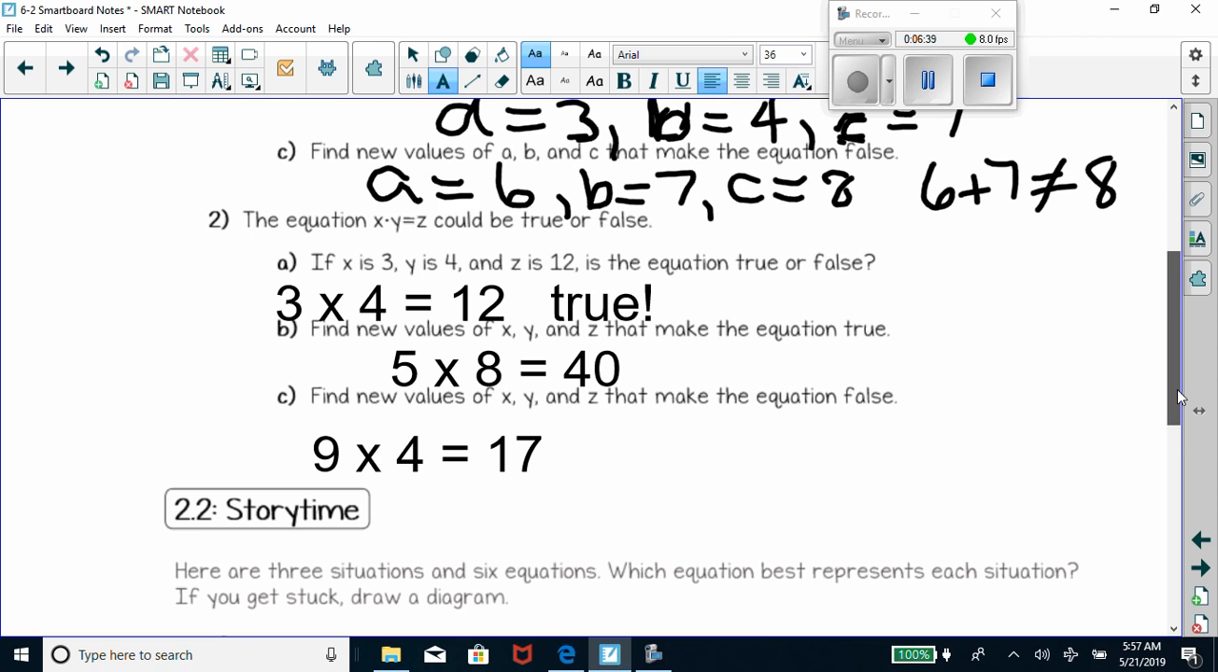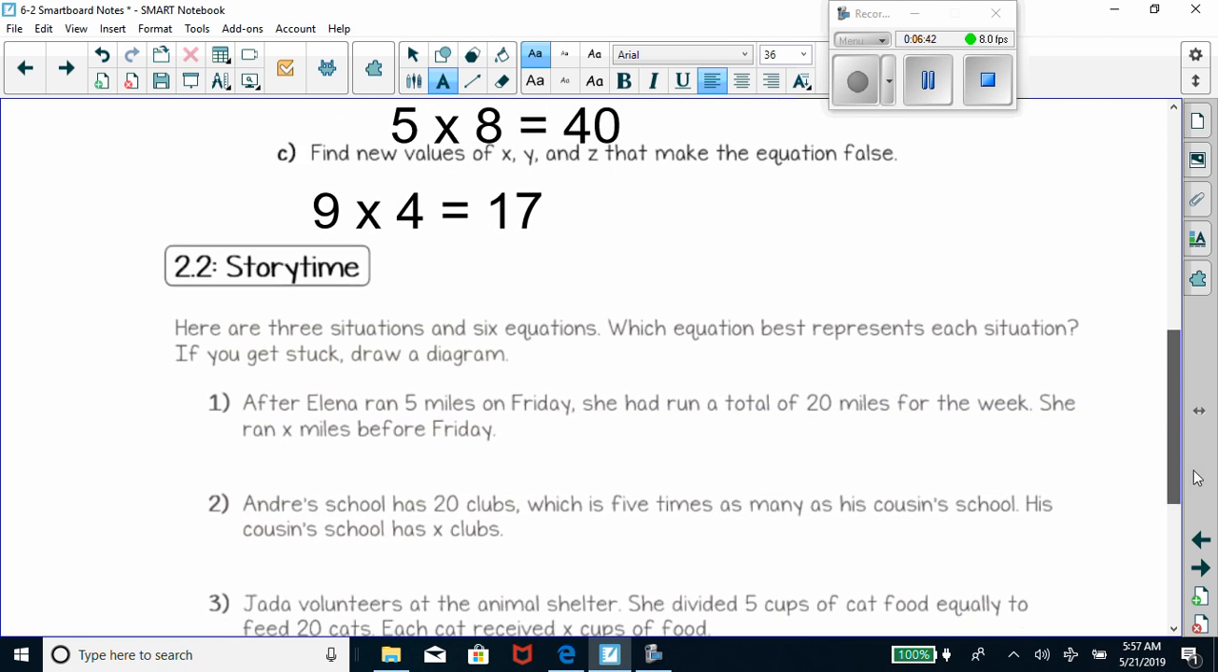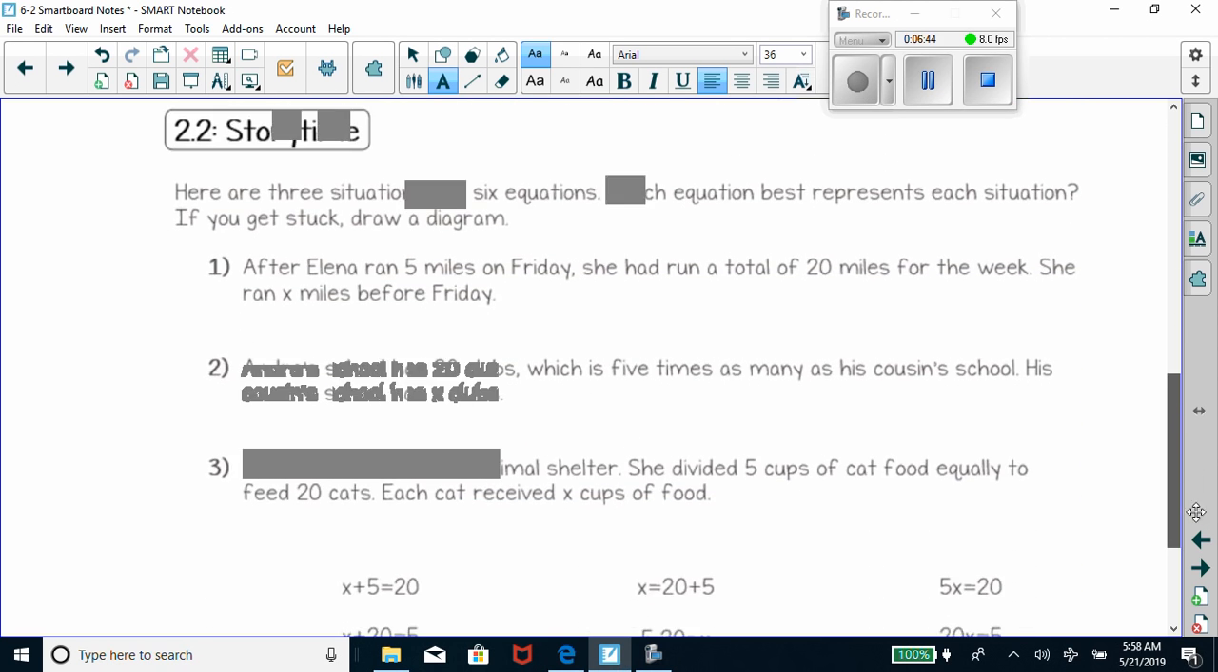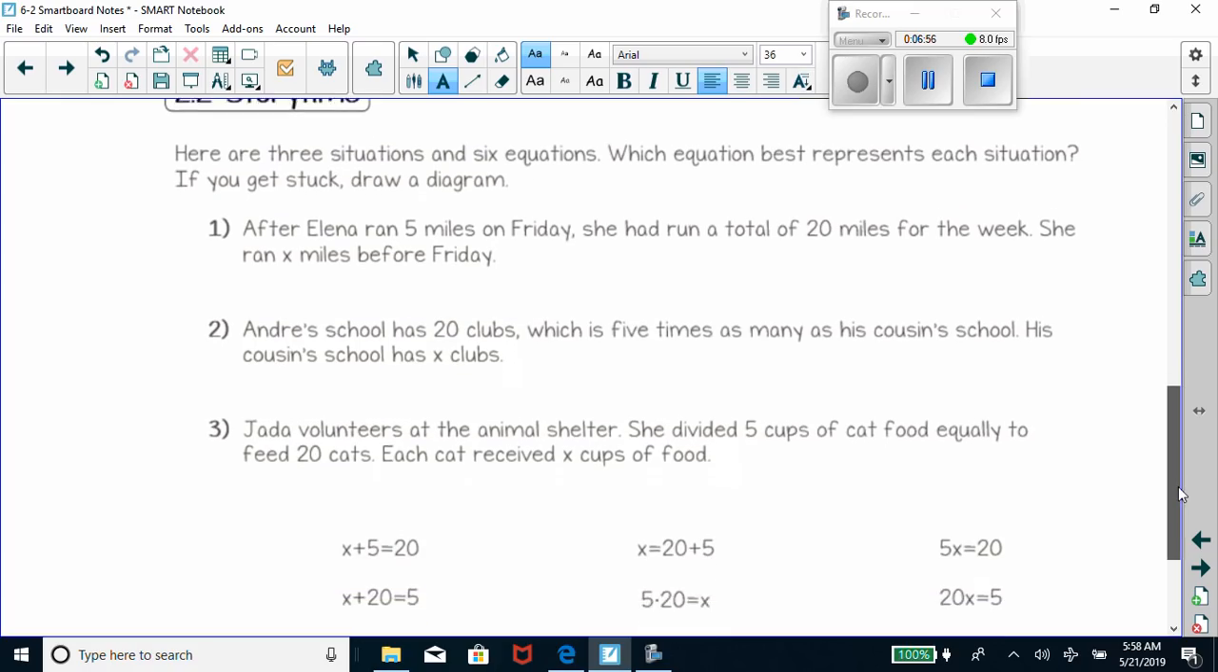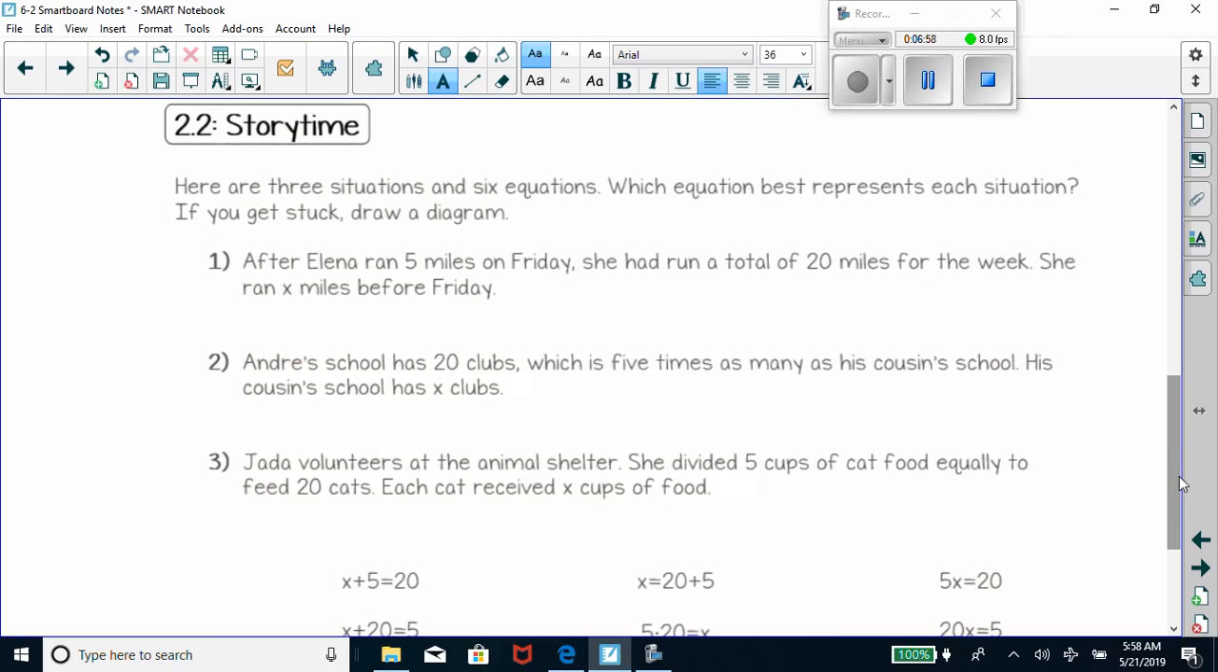Okay, so let's move on to activity 2 called story time. It says here are 3 situations and 6 equations. Which equation best represents each situation? If you get stuck, draw a diagram. So again, this is always what I believe is the most challenging part of mathematics. It's not actually doing the calculations, it's being able to use math as a tool to represent and solve real life situations.